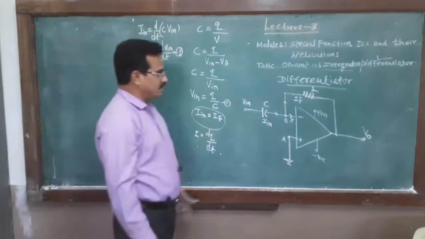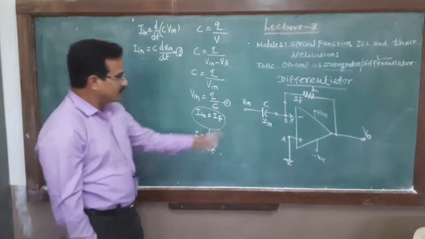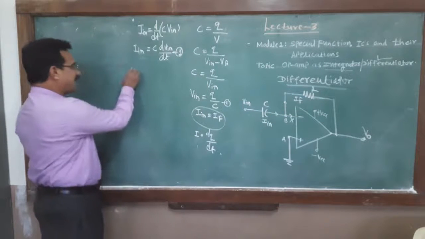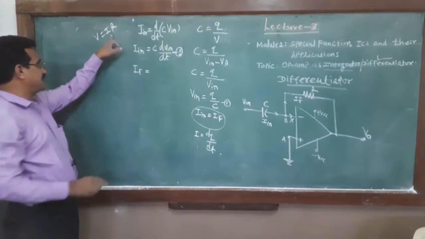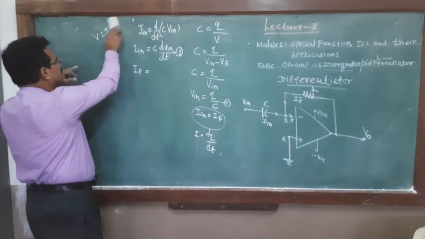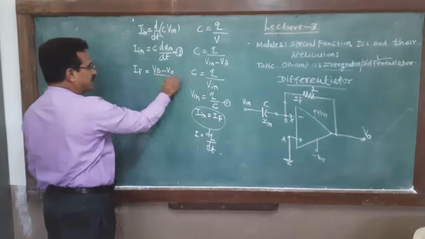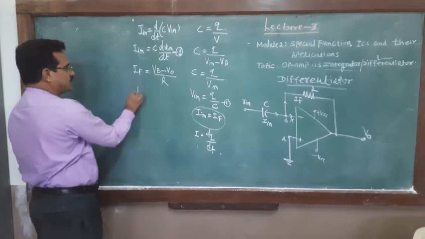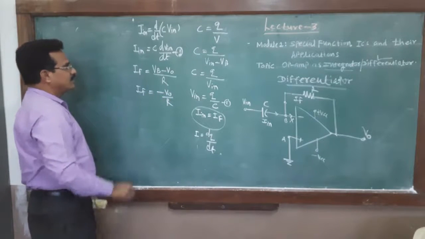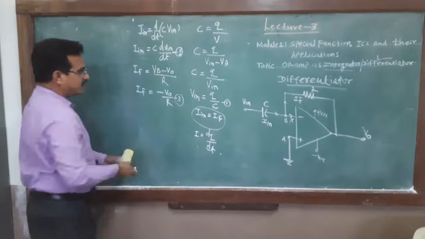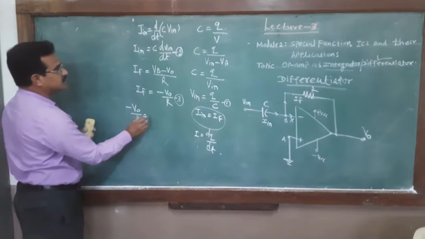After that, what about the voltage across the resistance? The current flowing through this resistance, we know that IF, by using the equation V is equal to IR, then I is equal to V upon R. Here V means the voltage drop, VB minus V0 divided by R. But VB is 0, then IF is equal to minus V0 divided by R. Call this equation third.